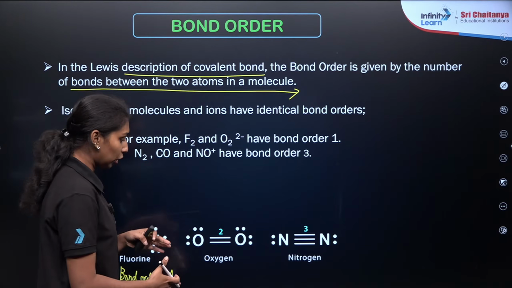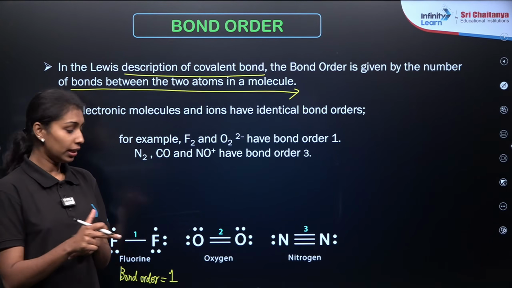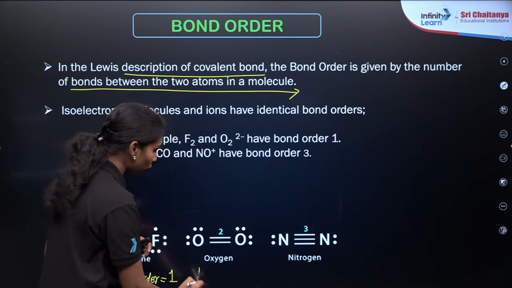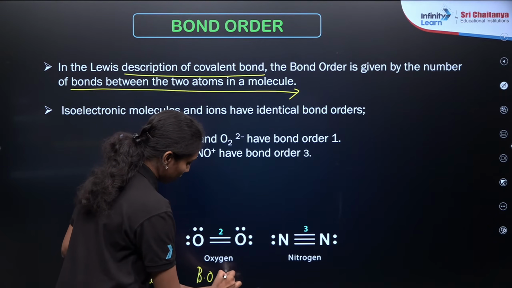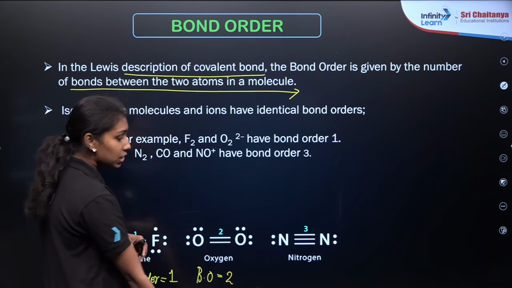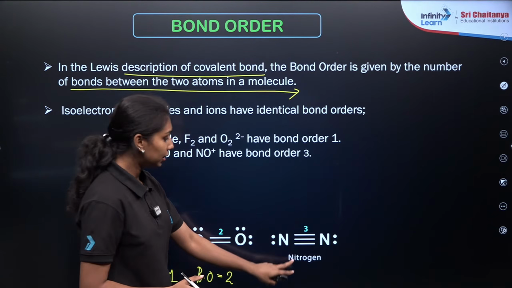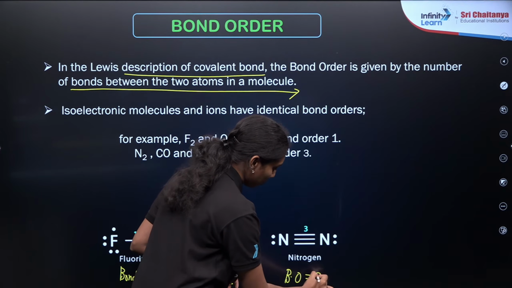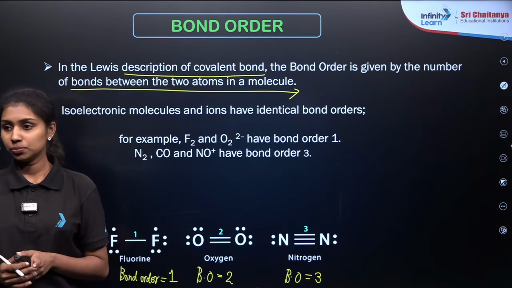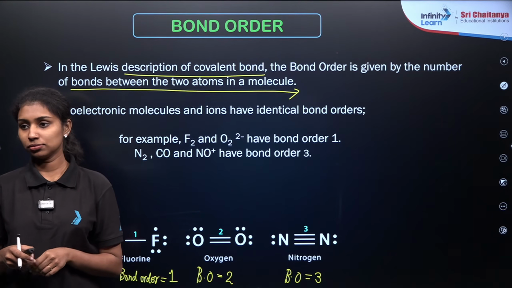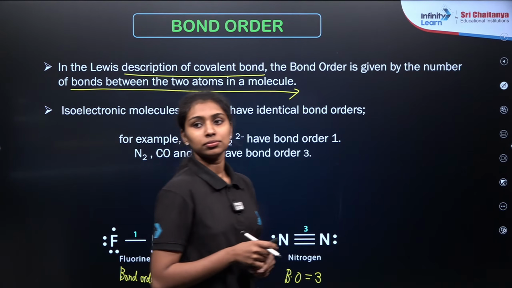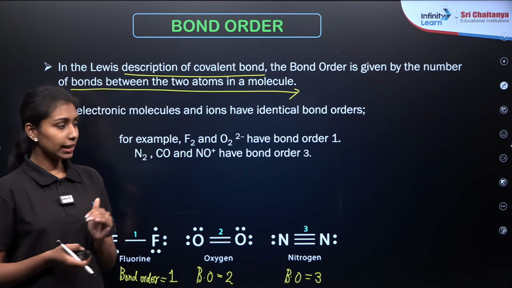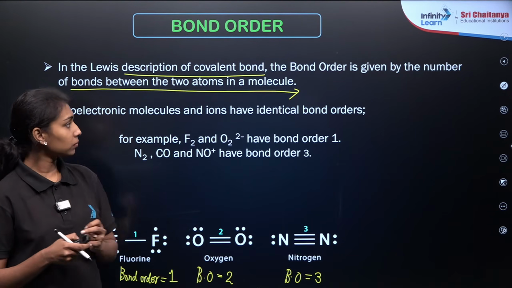Then if you are taking the oxygen molecule, while drawing the Lewis dot structure, you can identify that oxygen will be having two bonds between the two oxygen atoms. So the bond order for oxygen is equal to 2 here. Then if you are drawing the structure for the N2 molecule, it will be having 3 bonds in between, which means the bond order of the nitrogen molecule is equal to 3 here. Clear? Okay, is there any doubt regarding the bond order?